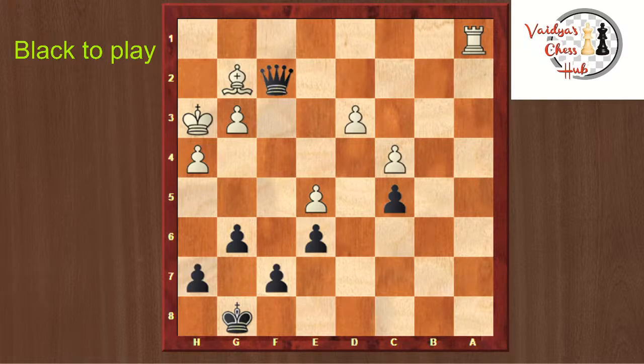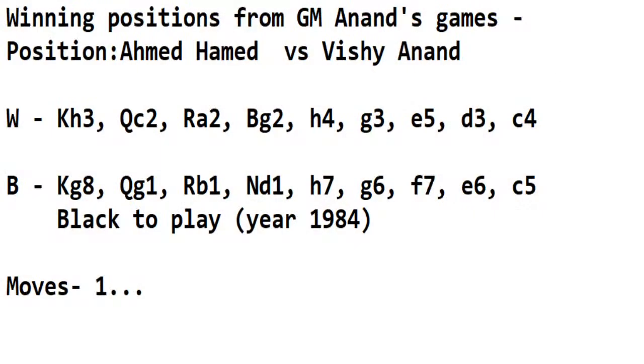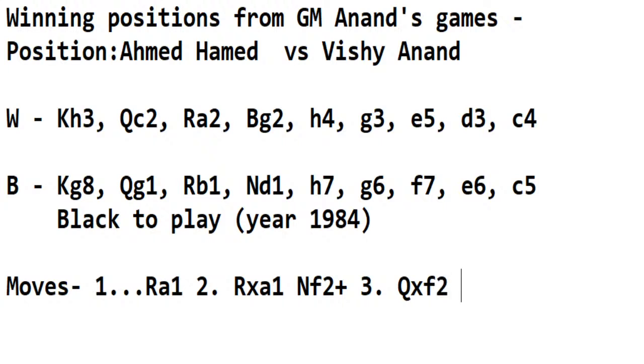So let me pull up the notepad. There you go. Let's write that down, guys. So the first move is rook a1. Then rook takes a1 by white, knight f2 check. White will have to take it. Queen takes f2. And black will also play queen takes f2. And it will be 0-1. Kindly write it down and let me know once you are done writing it.